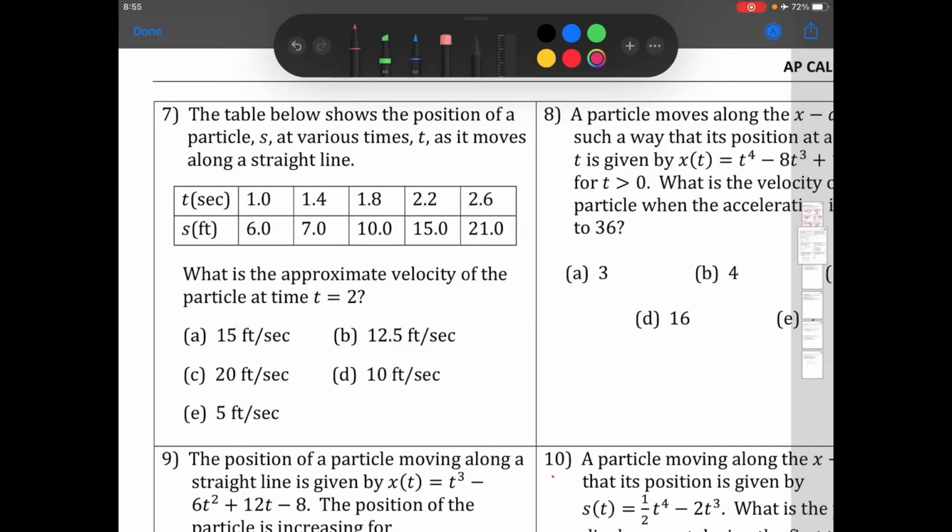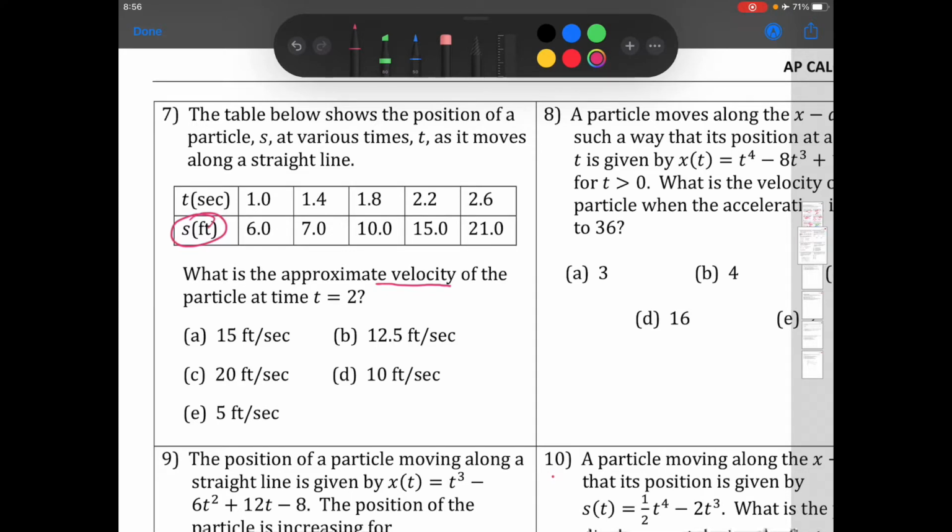Number 7. The table below shows the position of a particle s at various times t as it moves along a straight line. A table is given to us, and it's a position table, right? It's asking me to find the approximate velocity. So basically, what is velocity? It's the slope of the position.